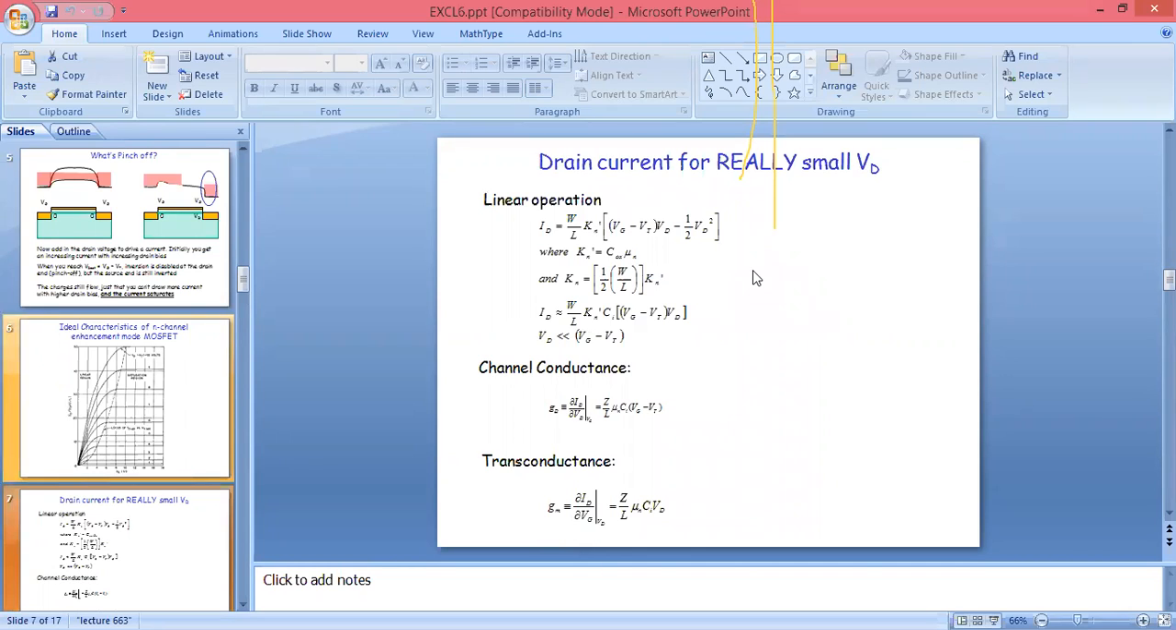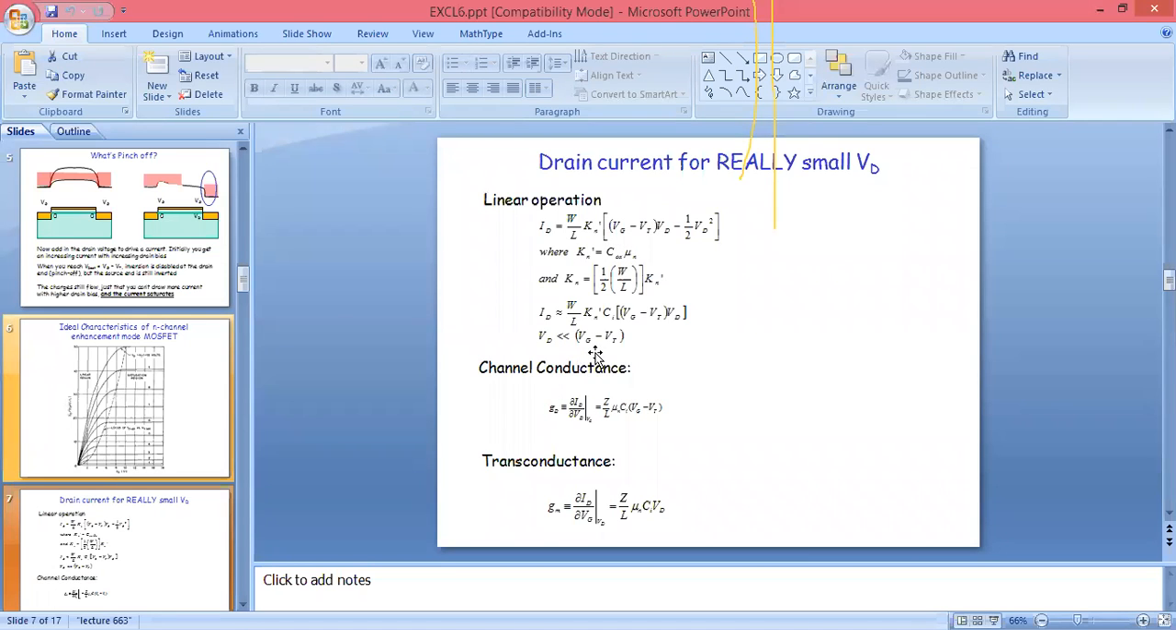These are the drain current equations. For the linear region, we get ID equal to the width of the channel with respect to the length of the channel into Kn. Kn is nothing but a parameter which is used to calculate the value of ID current. If you calculate the Kn parameter, you will get it is nothing but COX into mu n. Mu n is the charge carrier mobility for the N channel, and COX is the oxide capacitance.